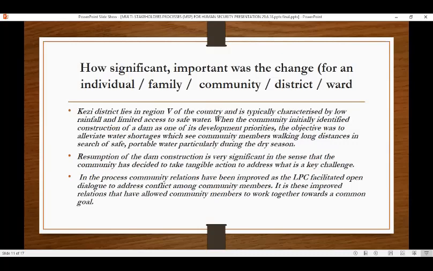Like I said, we are now looking at issues like food security. They were looking at water so that they can develop some community gardens and nutritional gardens so that they can actually address the issues of poverty and hunger. In the process, community relations have improved as the local peace committee facilitated open dialogues to address conflicts among the community members. It is these that improved the relationships that have allowed the community members to work together towards a common goal.